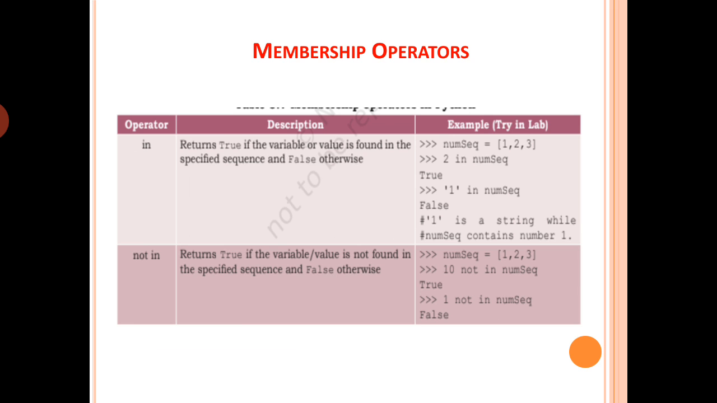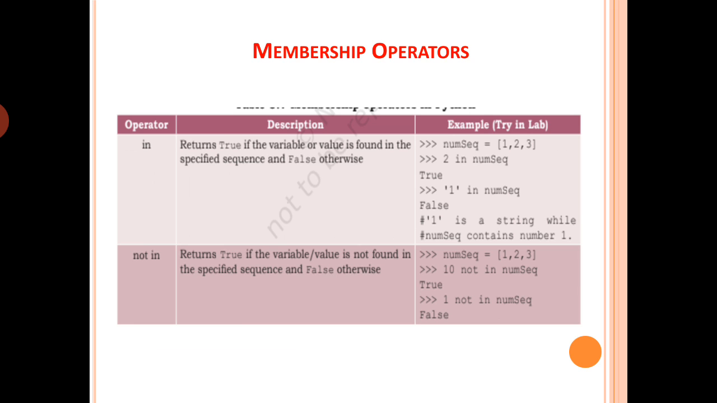Now see in the example, num sequence is the variable in which the list of values are stored as 1, 2, 3. So in the second line, 2 in num sequence, it will check whether 2 is in the num sequence. If it is there, then it will print true. If it is not in num sequence, then it will print false. Not in returns true if the variable or value is not found in that specified sequence, and false otherwise.